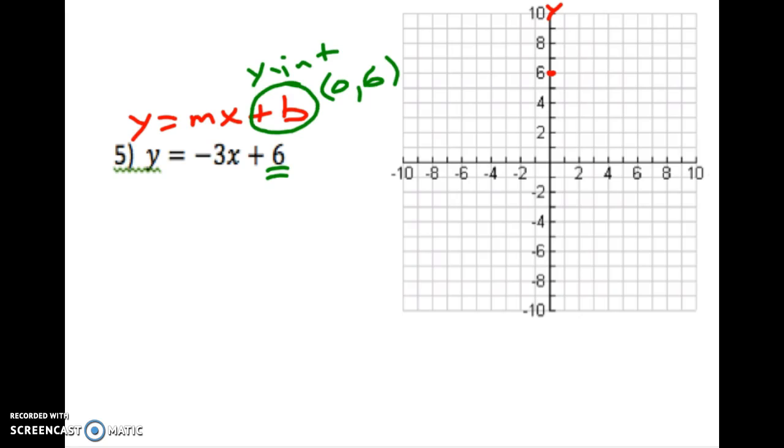As we pointed out, this is slope-intercept form. The m stands for the slope, in words commonly known as rise over run. Since we do not have a fraction at this point, we can make it a fraction by putting it over 1. So from our starting point at 6, we want to go down 3 and then to the right 1.